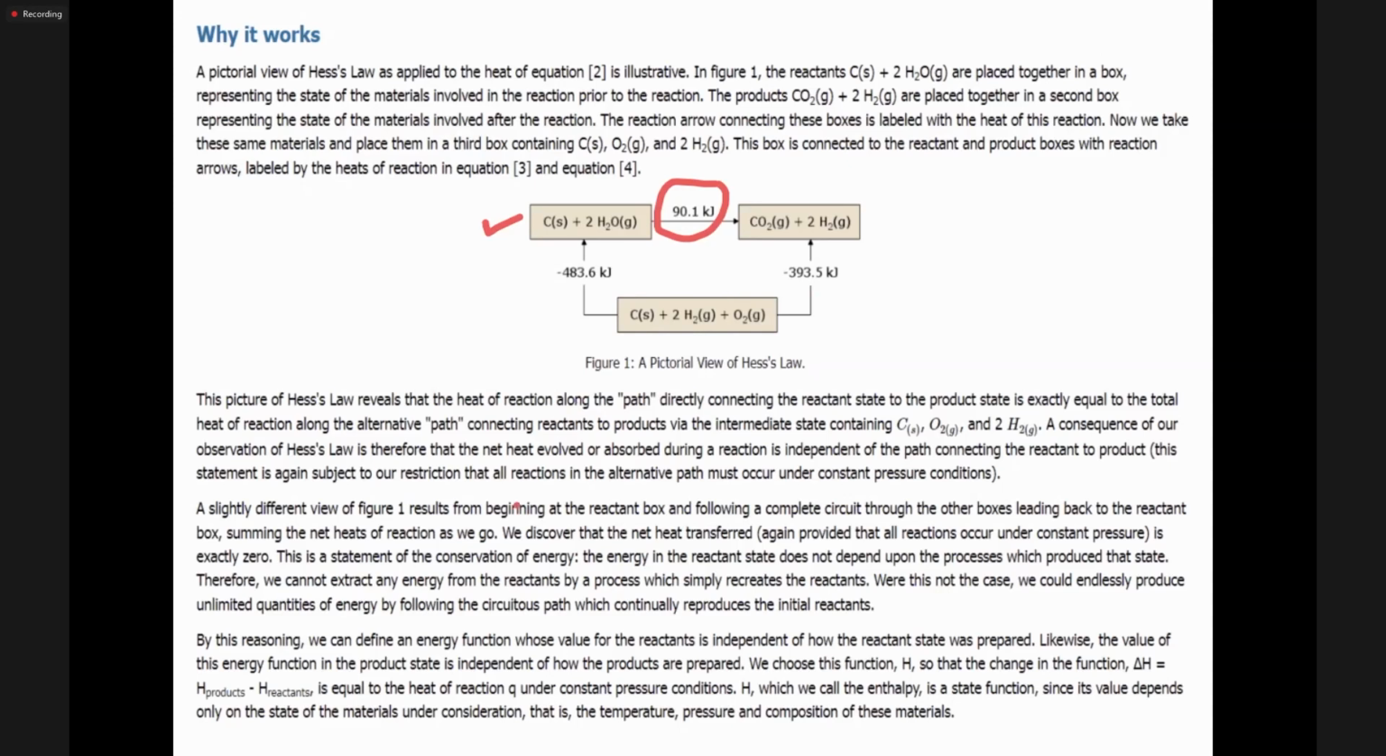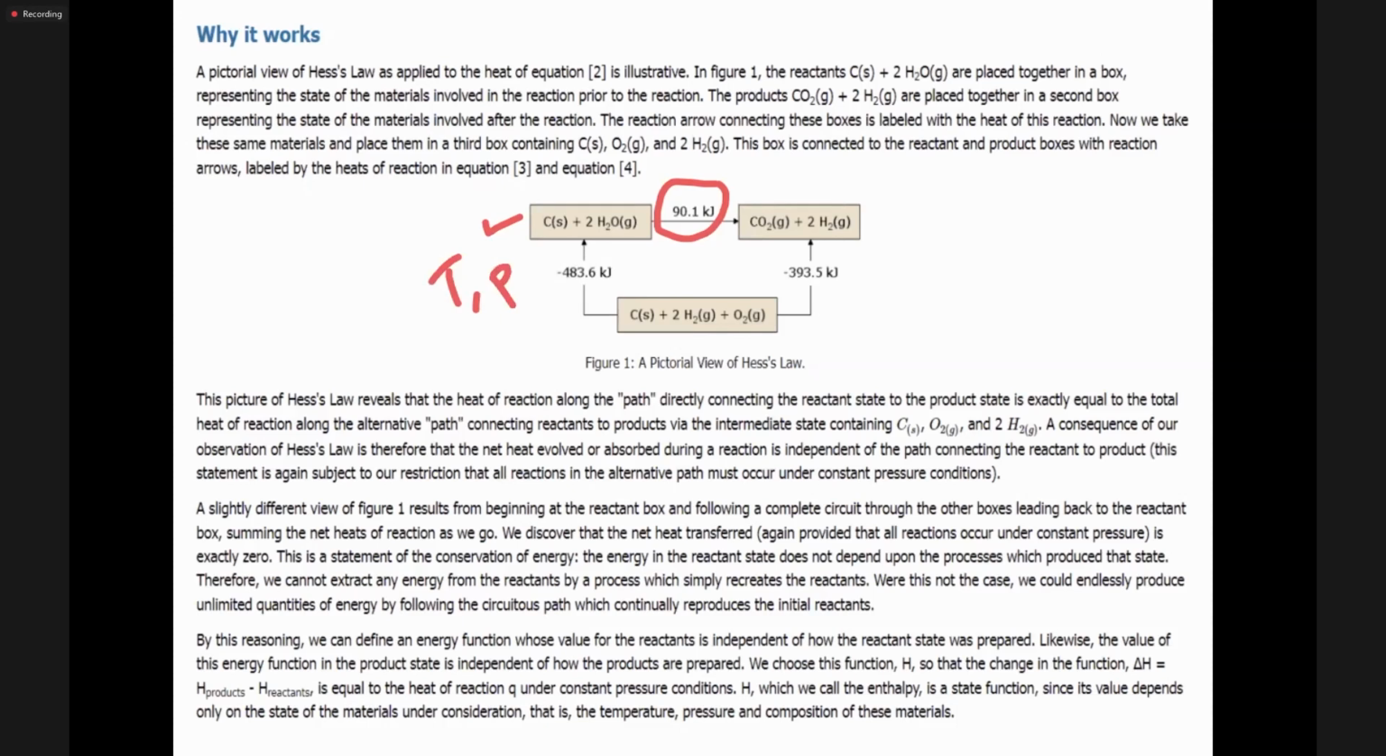This statement again supports that a restriction is always there. All the reactions in the alternate path should occur under the same pressure and temperature conditions. So the entire reaction here happens at constant T and constant P, not at a different temperature or different pressure value.